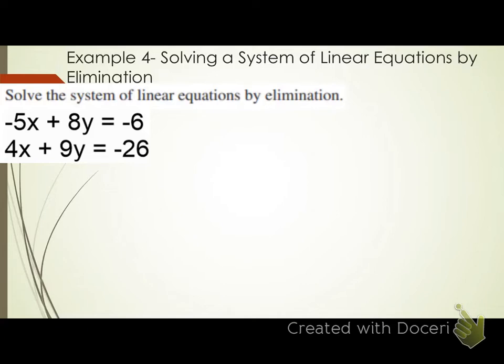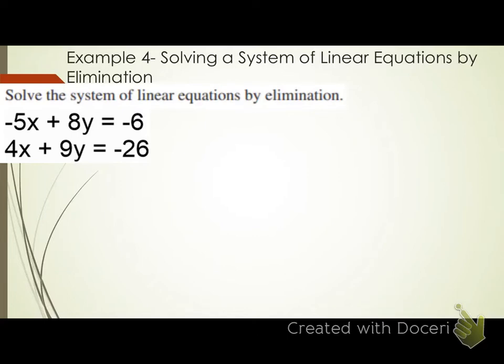Can I multiply negative 5 by anything to get to 4? No. Can I multiply 4 by anything to get to 5? No. Can I multiply 8 by anything to get to 9? No. Can I multiply 9 by anything to get to 8? No. Since that is the case, we're going to have to end up multiplying both equations by something to get same number opposite signs. Does that make sense? All the problems we've done in the past, we've had to either multiply none of our equations or just one of our equations. Now we've got to multiply both of our equations by something. Does that make sense?